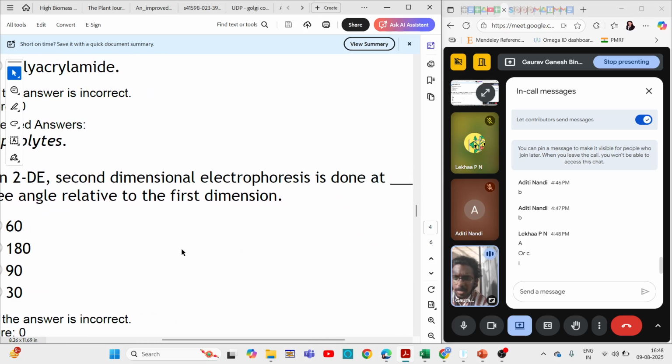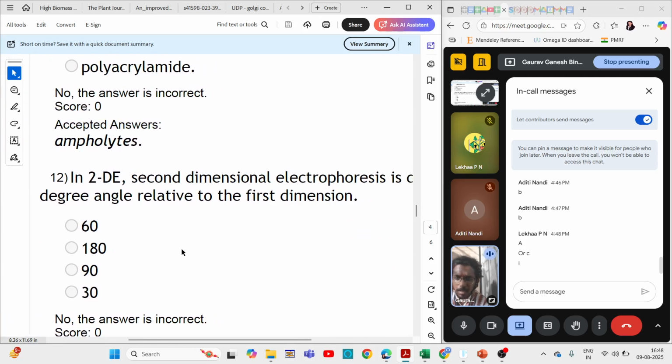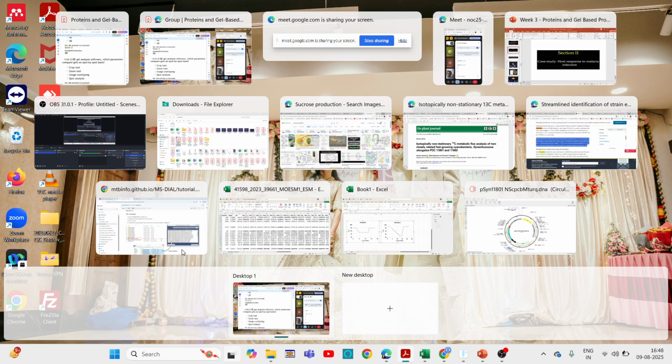In two-dimensional electrophoresis, the second dimension is done at a dash degree angle relative to the first dimension. The first dimension is like this. Basically, you just load the sample and run it on a gel. Then the second dimension is like this. So what is the angle which is happening? It's 90.